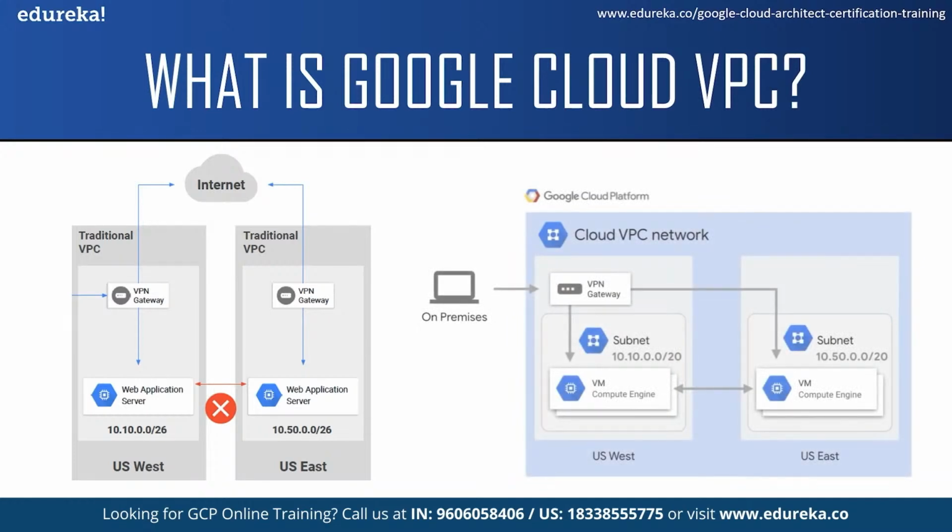Now, in the Google version of the Virtual Private Cloud, it is a global construct, which means instead of creating a VPC in US West and the other one in US East region, you just create one VPC and put the subnet in different regions within that VPC.